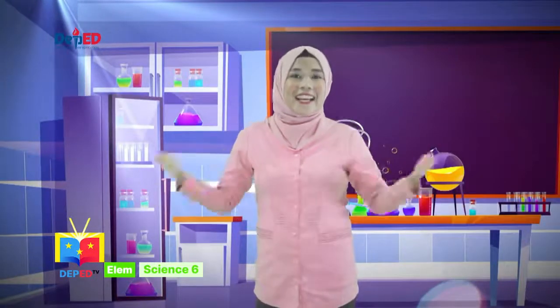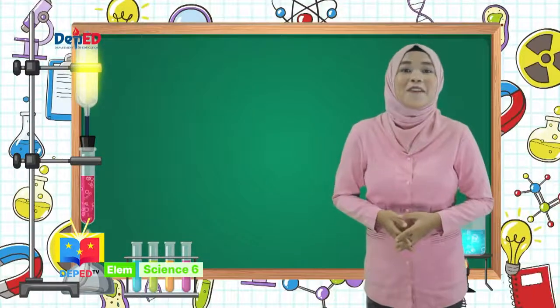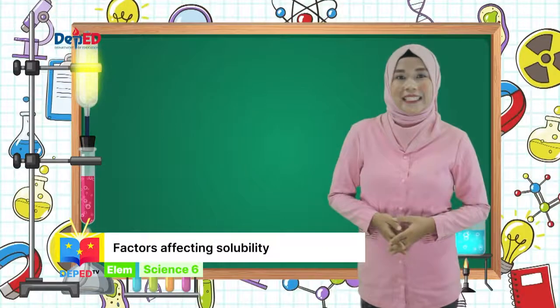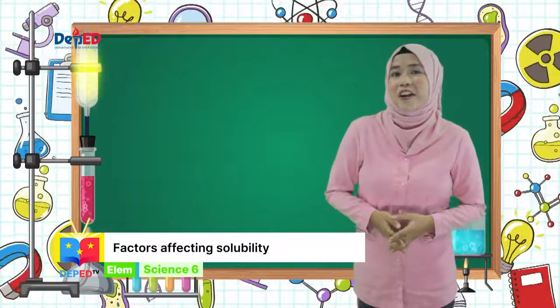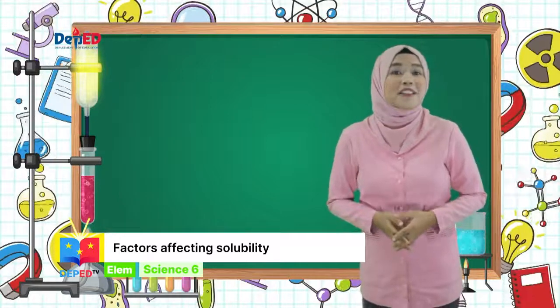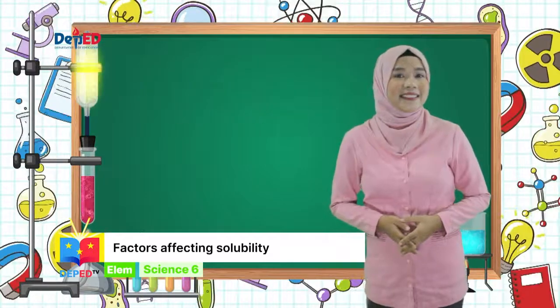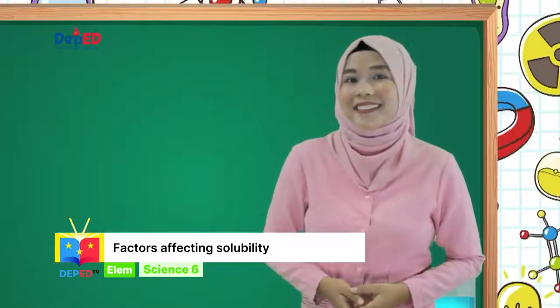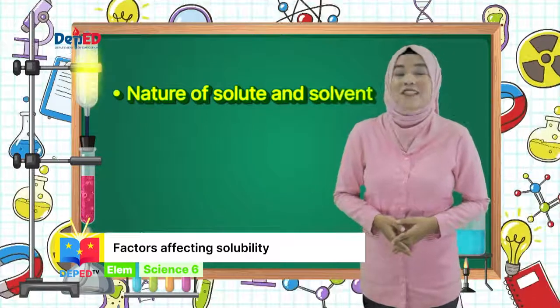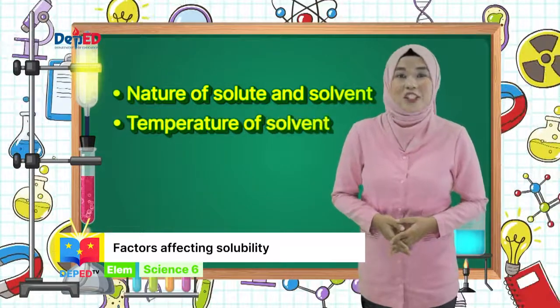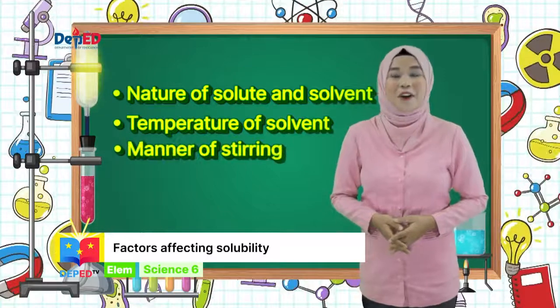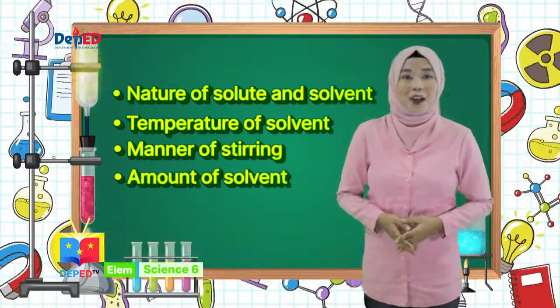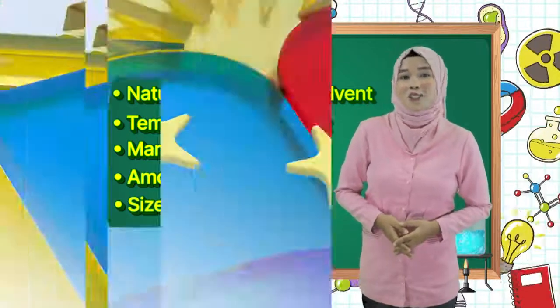We will learn about solutions and their characteristics here in our Science 6 class. In our previous episode, you have learned the factors affecting solubility, right? As a review, what are the factors affecting solubility? Right! The factors affecting solubility are nature of solute and solvent, temperature of solvent, manner of stirring, amount of solvent, and size of the solute.